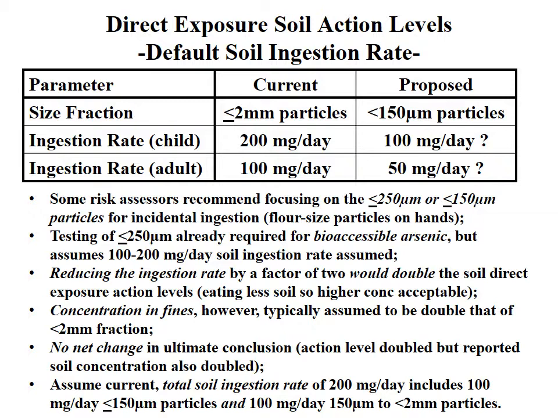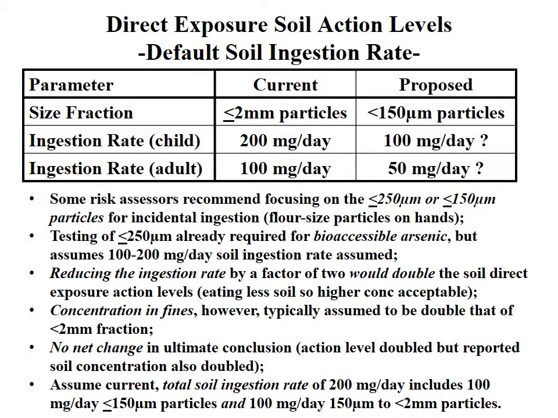So the default soil ingestion rate that's proposed along with the exposure to the fine particles for children is 100 milligrams per day instead of 200 milligrams per day. For adults, the equivalent would be cutting that in half, say 50 milligrams per day. The models used to develop these action levels are linear. So if you cut the soil ingestion rate in half, it's going to double the soil action level in both cases.